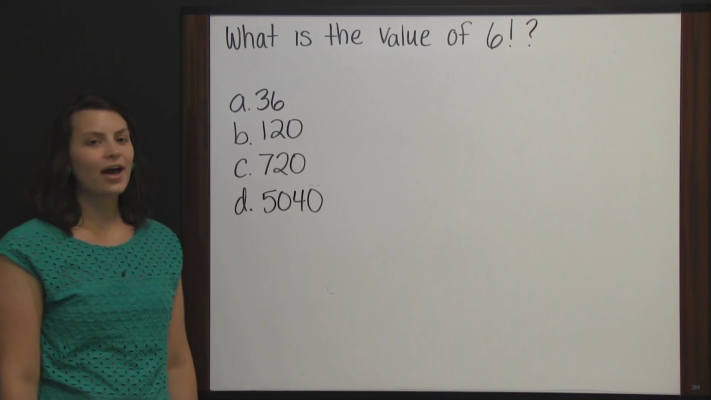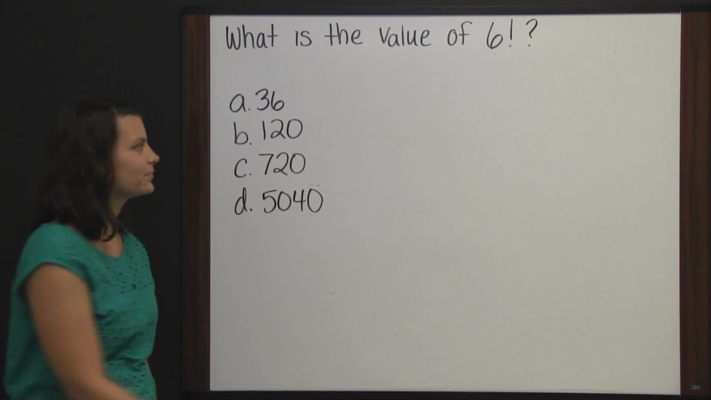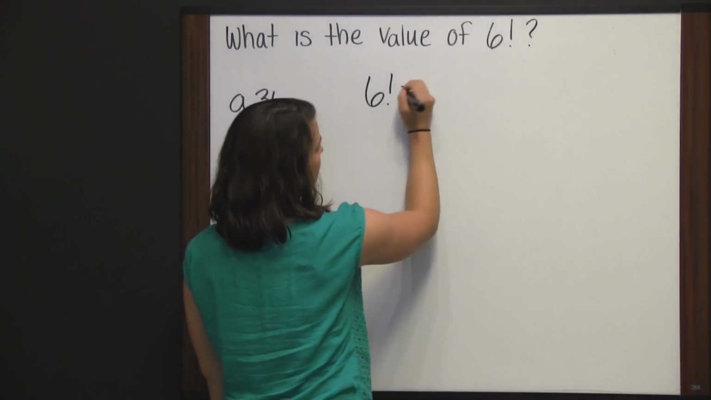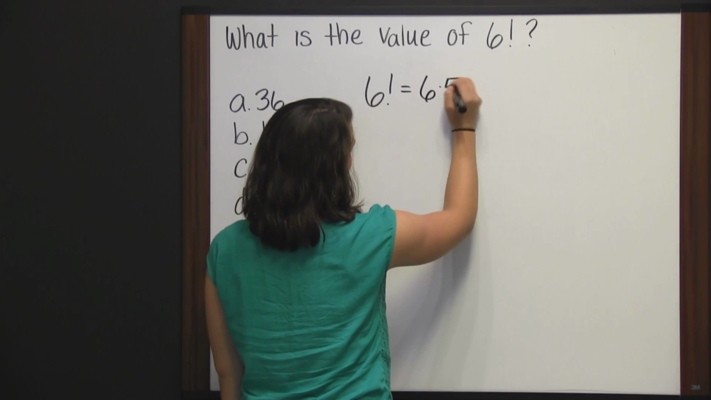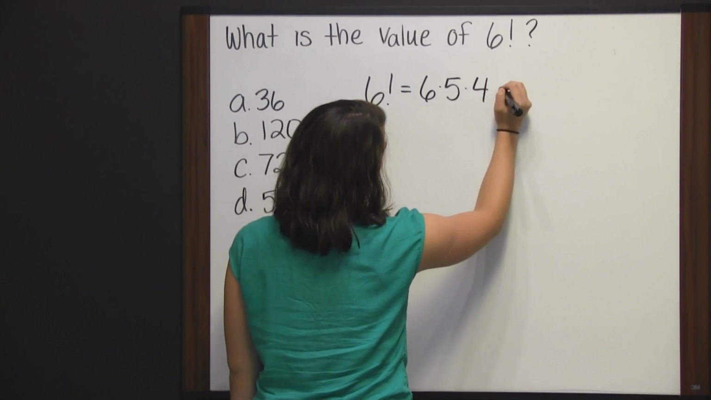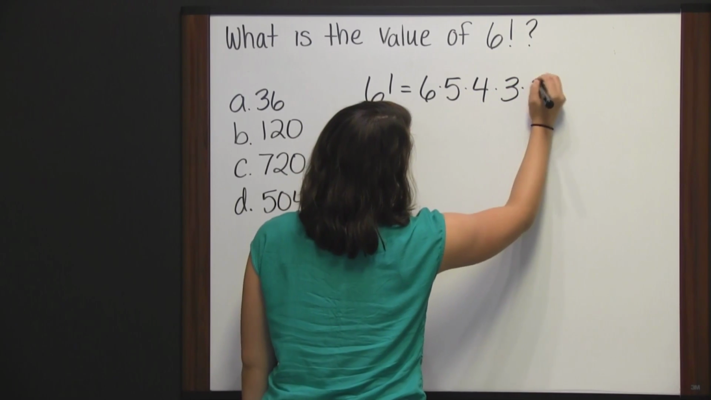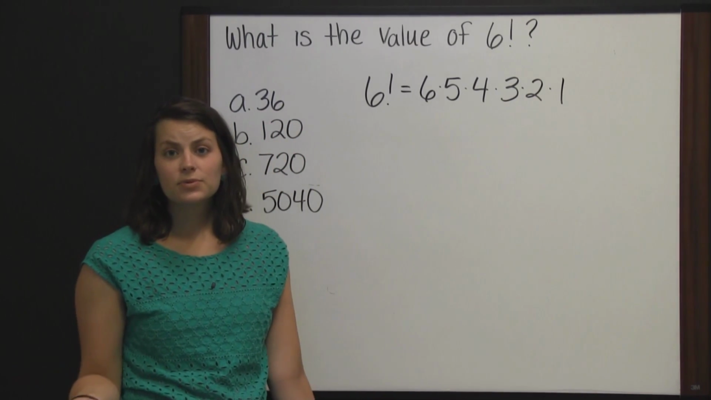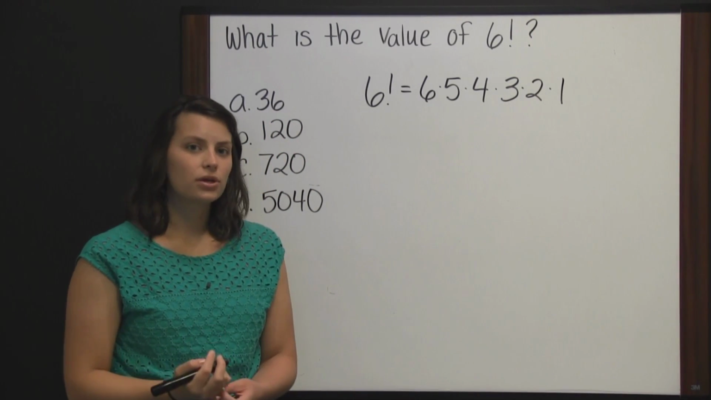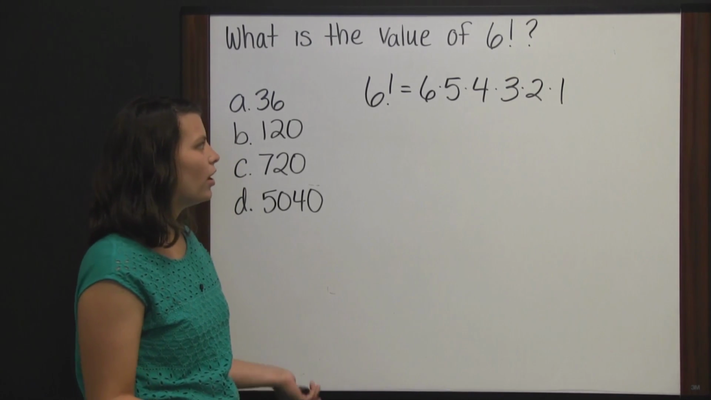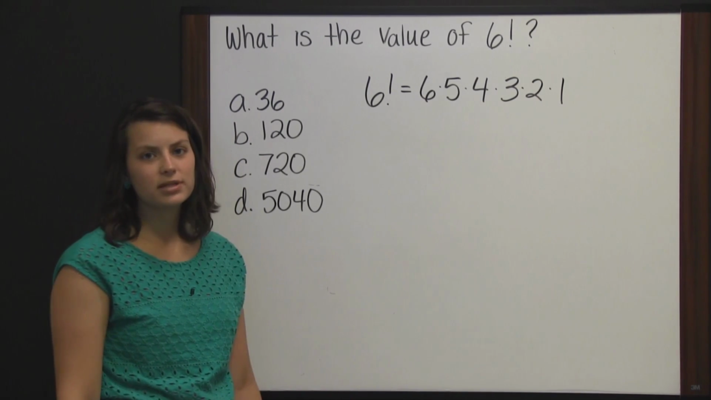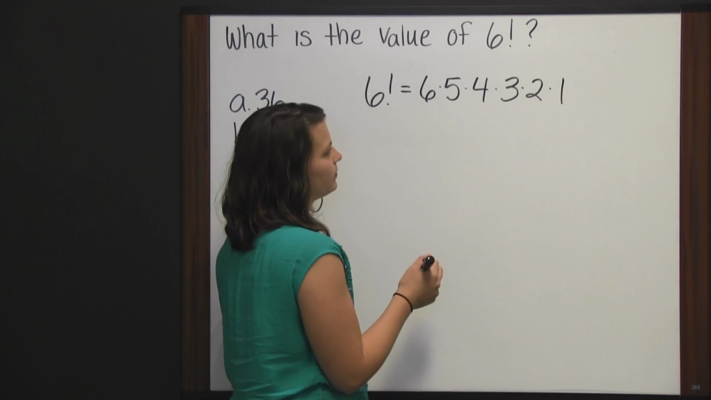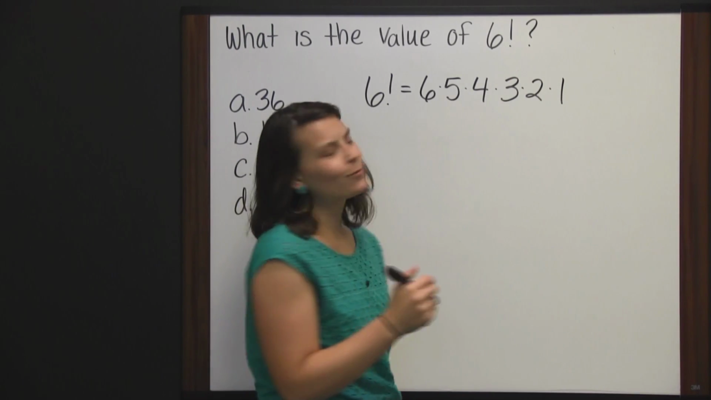What is the value of 6 factorial? What 6 factorial means is 6 times 5 times 4 times 3 times 2 times 1. And so since we're just multiplying a series of numbers, you can multiply them in any order you want. So you can take any two numbers and multiply those together first, and then continue multiplying. But I'll just multiply them in order.